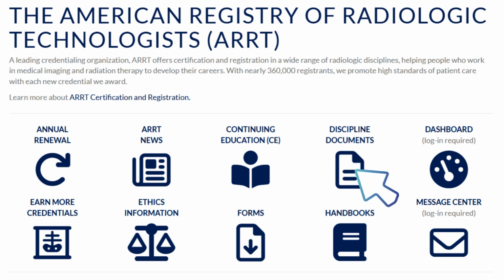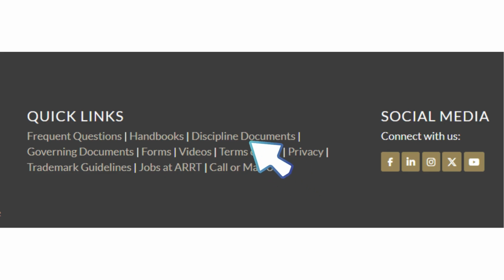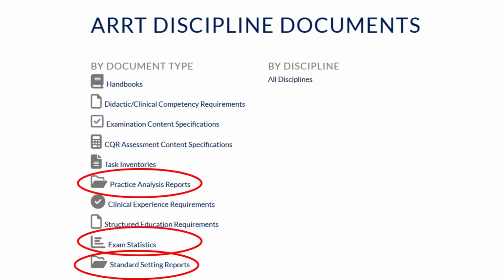So, where can you find all the documents we talked about today? It's easy. Just head over to arrt.org. Right on the homepage, you'll see an icon called Discipline Documents. Click there and you're in. Or, if you prefer, scroll down to the bottom of the page. Under Quick Links, you'll also see a link for discipline documents. These documents are publicly available, so there's no need to log in. Just click and explore. While you're there, check out some of the other useful resources like the Practice Analysis Report, exam statistics, and standard setting reports.